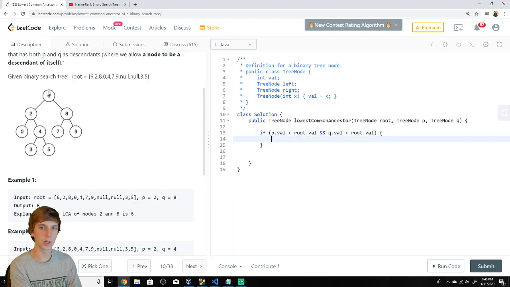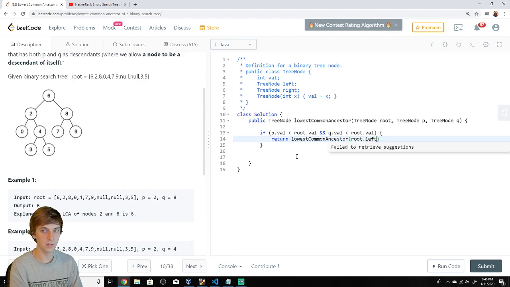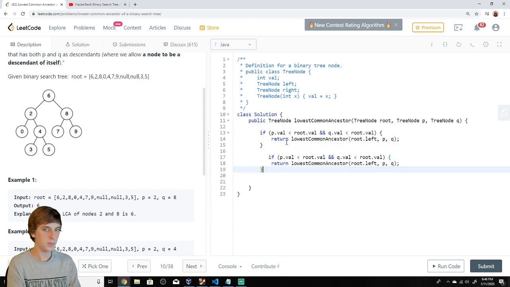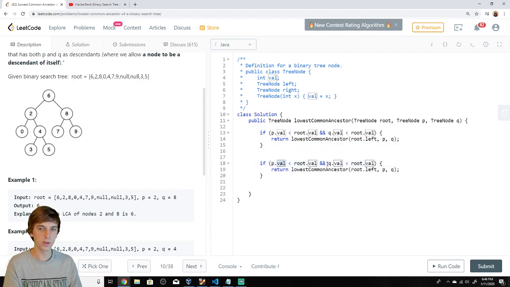So this is going to be a recursive call to the left node. So we're going to return the method lowestCommonAncestor on root.left, the left side, because it's on the less than left side. And we're going to do just p and q again. We're just traversing down the left side. This is the same thing now on the right side, right? So if the values are greater, we're going to look on the right side. Traverse towards them.